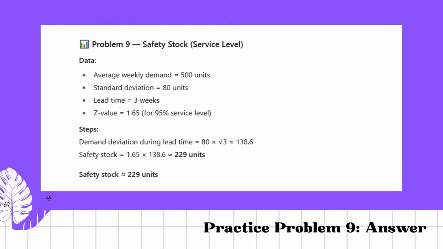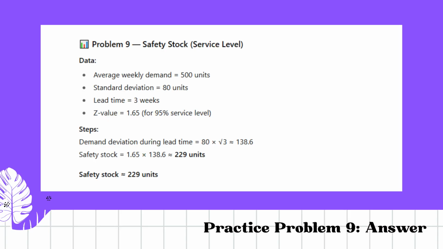Problem 9. Safety stock for service level. Data. Average weekly demand for a product is 500 units, with a standard deviation of 80 units. The supplier's lead time is 3 weeks, and management wants a 95% service level. How many units of safety stock should be held?